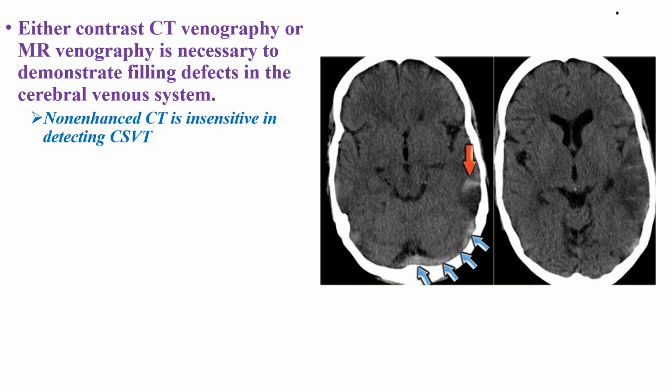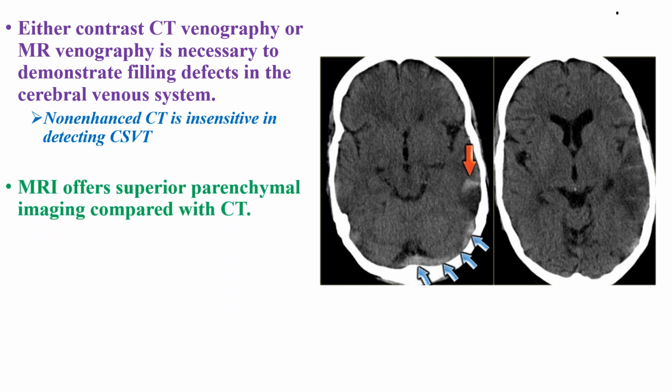Either contrast CT venography or MR venography is necessary to demonstrate filling defects in the cerebral venous system. Otherwise, non-enhanced CT is insensitive in detecting cerebral sinovenous thrombosis. MR offers superior parenchymal imaging compared with CT, so MR venography is preferred.